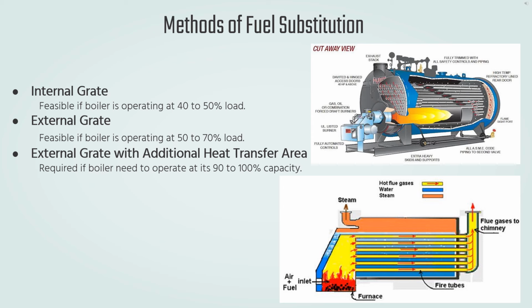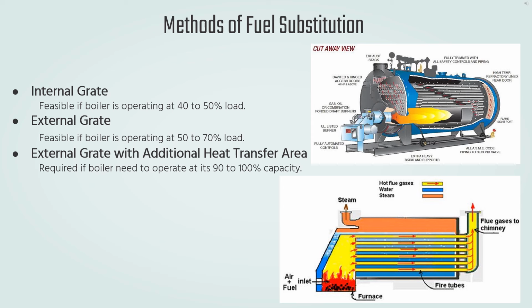Second, external grate boiler. This is similar to internal grate boiler, but the grate is located outside the boiler. The external grate allows for more space inside the boiler for heat transfer mechanism. It is used if the boiler is operating at 50 to 70% loading capacity.